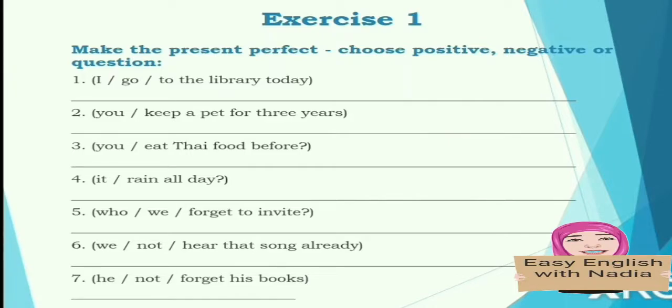We not hear that song already. He not forget his books. Have you finished? Okay. Let's correct.